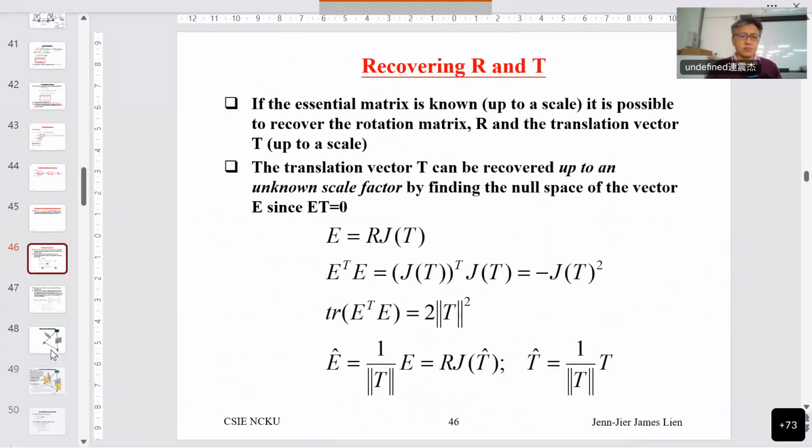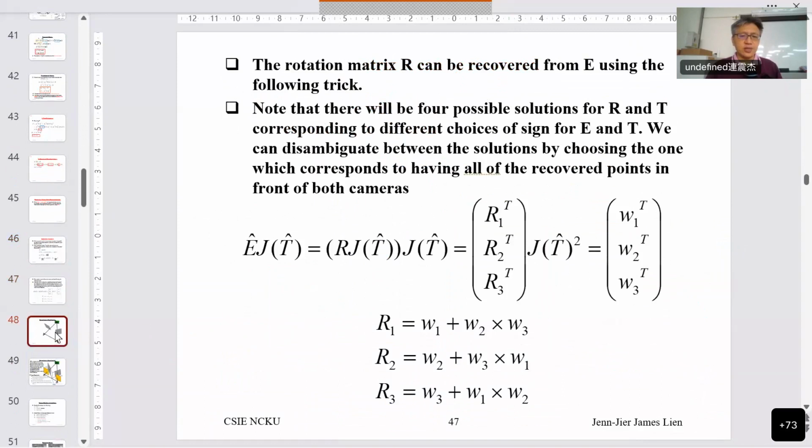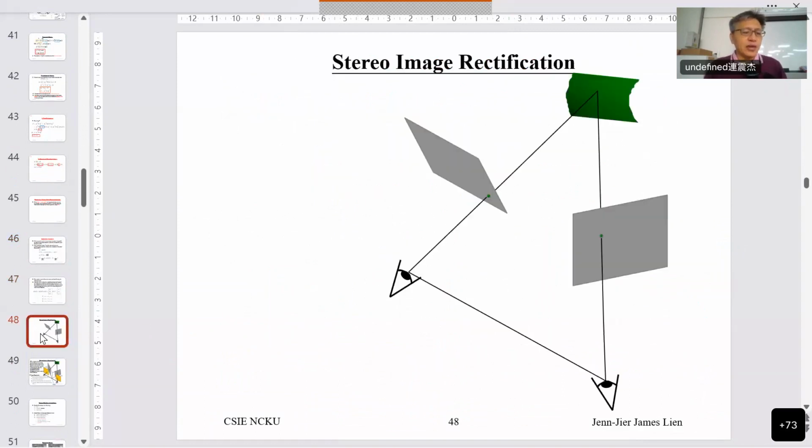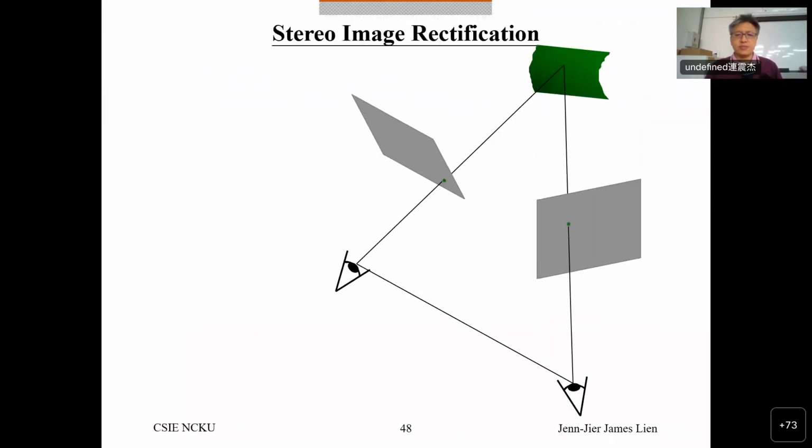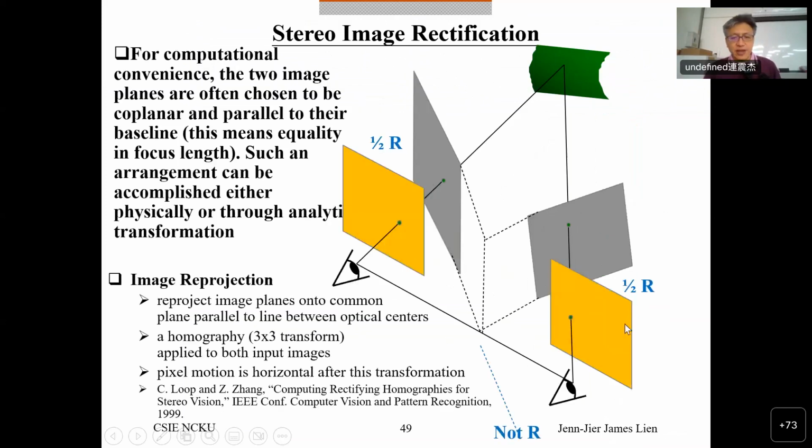So we skip. We go to page 48. Page 48. This one. So here is what I try to tell you: suppose they have two cameras in the environment, and any two images you want to make parallel. This kind of process we call rectification. We call rectification.